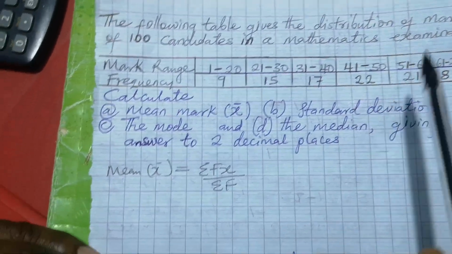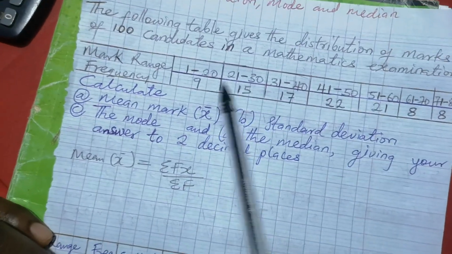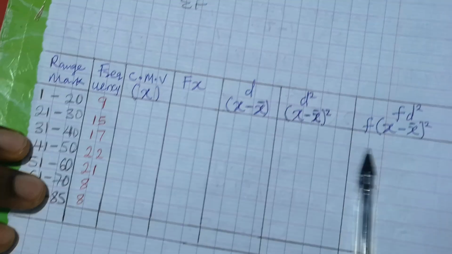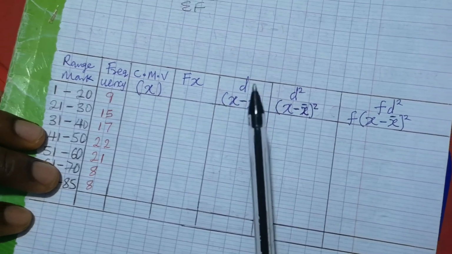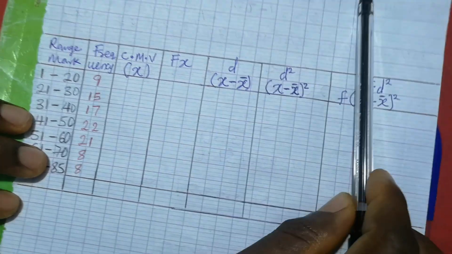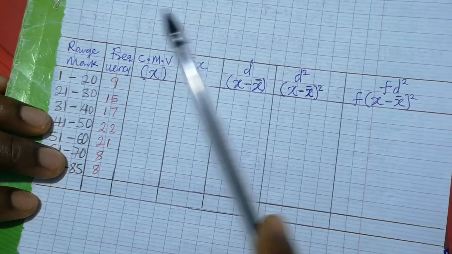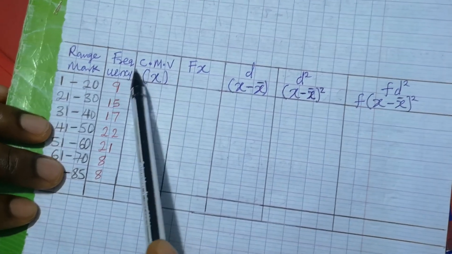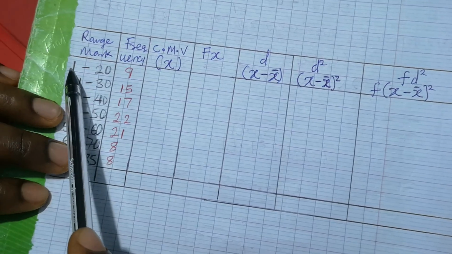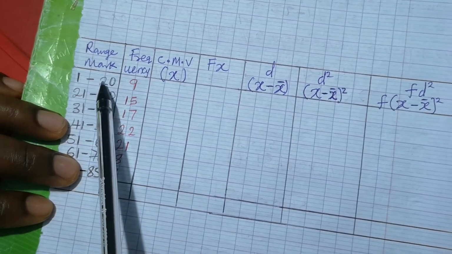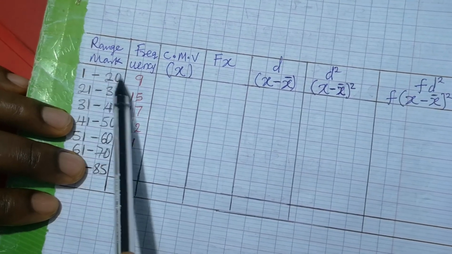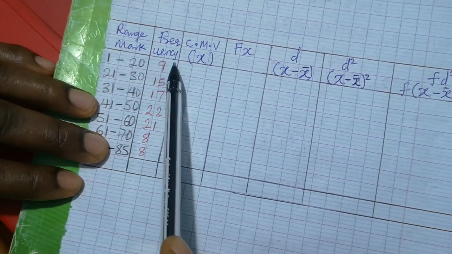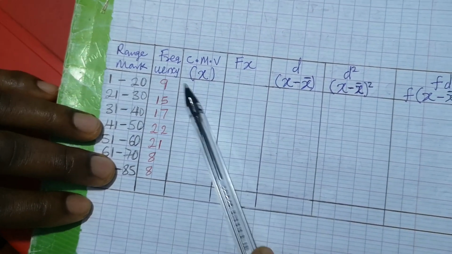And because of that, we are going to create a new table. Okay, now look at this table. This is the table we will need for the calculation of all the things we are asked to calculate. Now we need the center mid value, and to find it, we will add the lower class limit and the upper class limit of every class. Like this one, we will add 1 plus 20, which is 21, divided by 2.